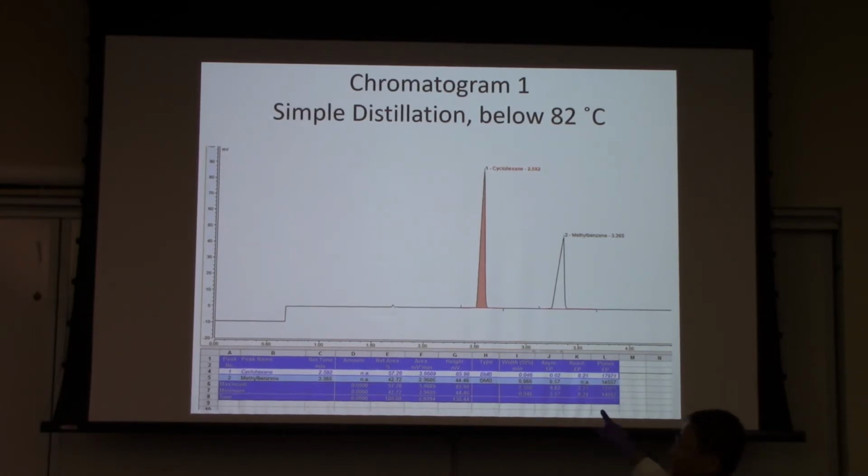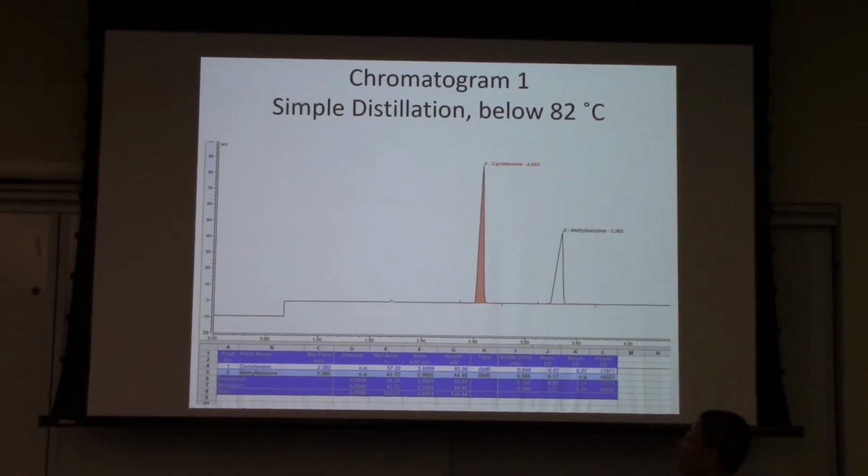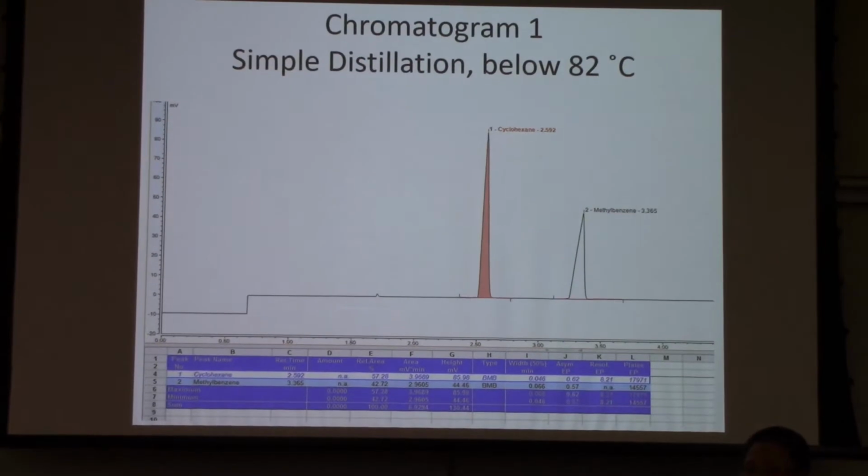We can identify the peaks based on a standard that we run. We can inject pure cyclohexane into the instrument and let it run through, and then we will know, based on the retention time, what time the cyclohexane comes out, and what time the methylbenzene comes out. Then when you run the sample, the instrument will be able to tell that when the first peak comes out, it should be your cyclohexane. When the second peak comes out, that should be your methylbenzene.